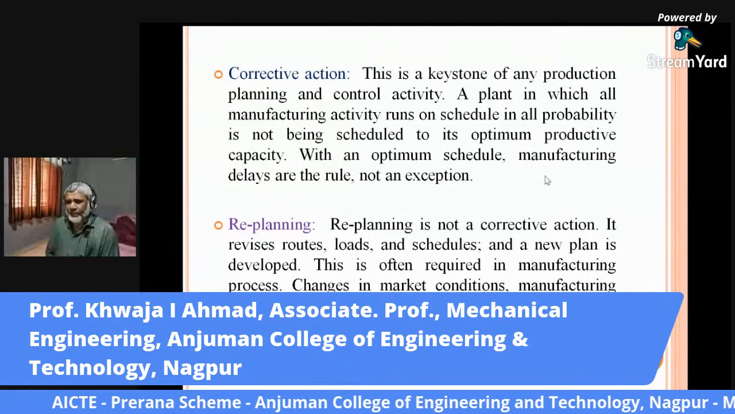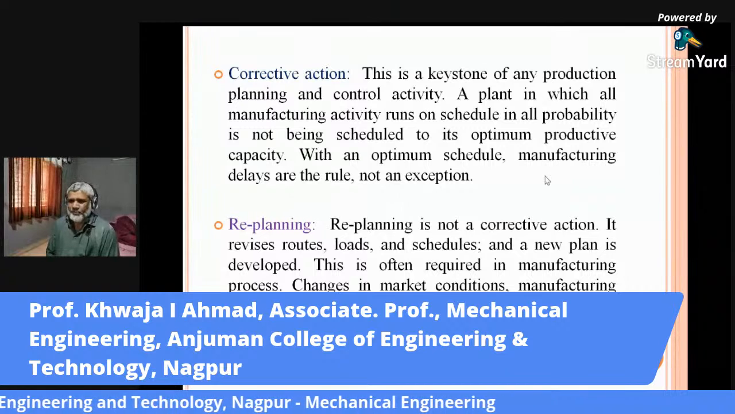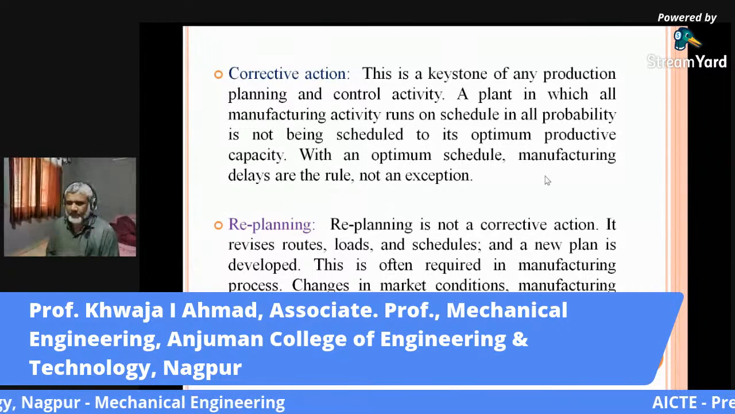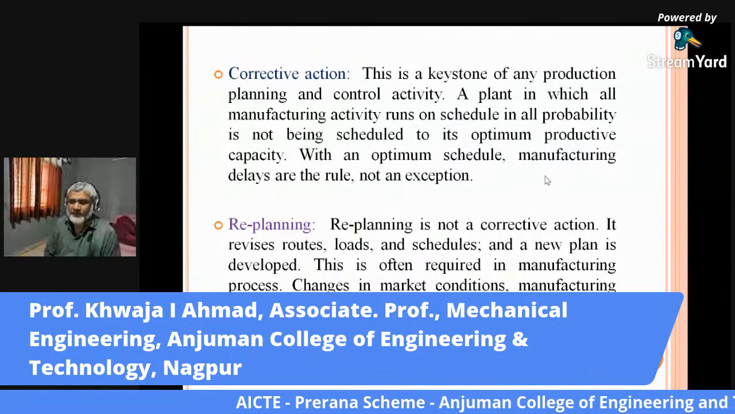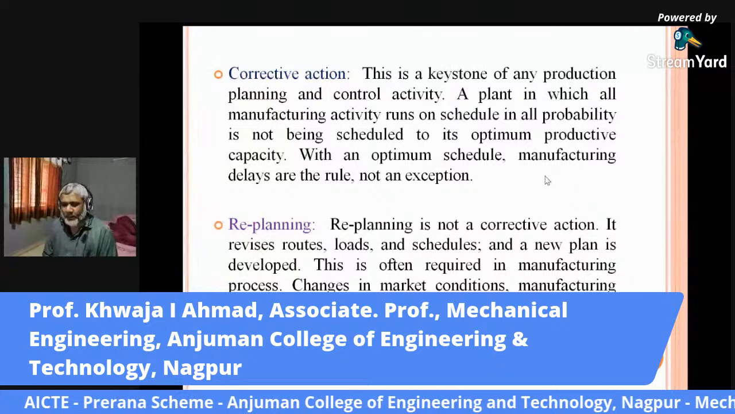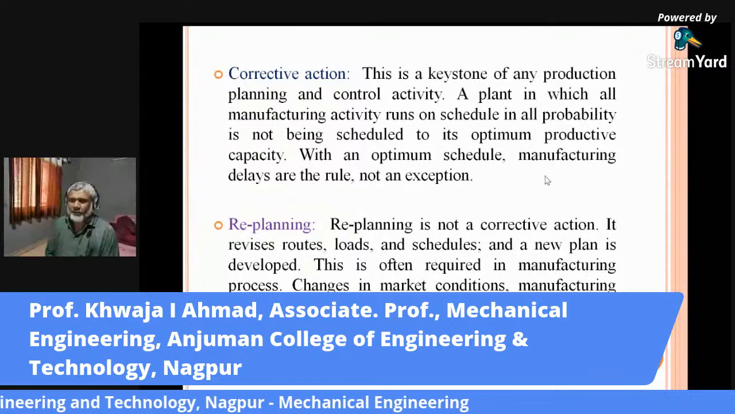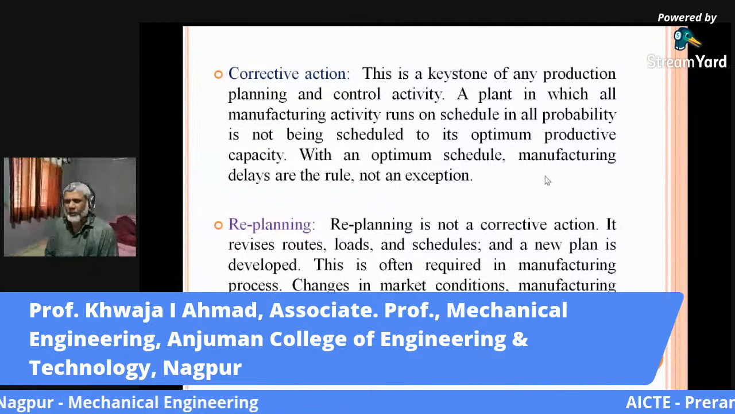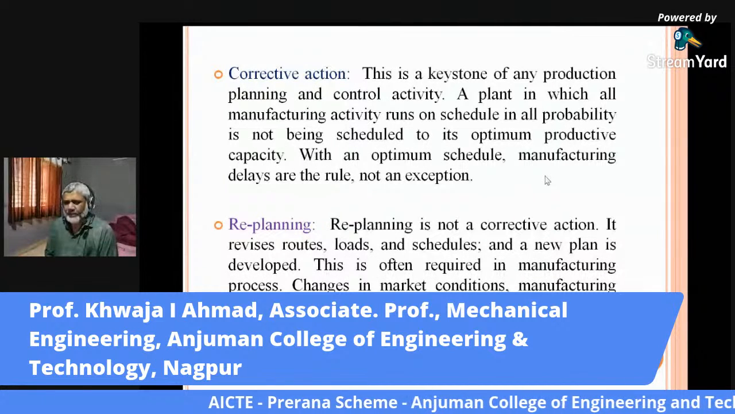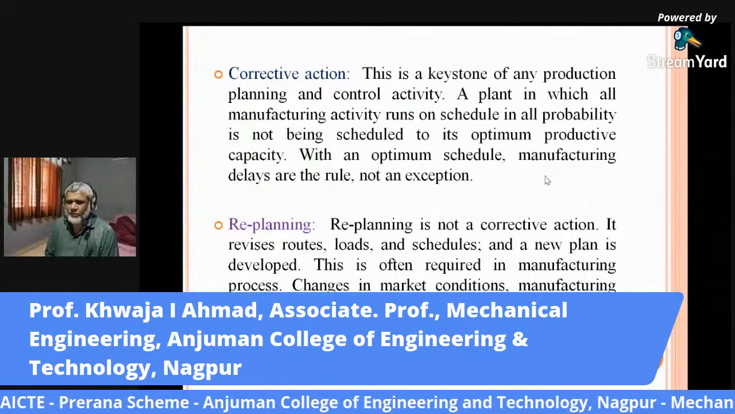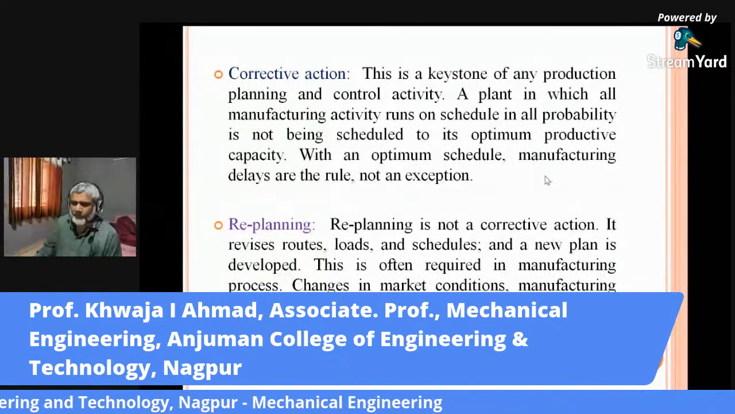Replanning is not a corrective action. It revises routes, loads, and schedules, and a new plan is developed then. This is generally required in the manufacturing process. Why? Because of changes in marketing conditions, changes in taste of the customer, changes in manufacturing methods, or introduction of new technology, or many other factors affecting the plant often indicate that a new manufacturing plan is needed. So, hence, replanning is also one of the important parts of PPC.